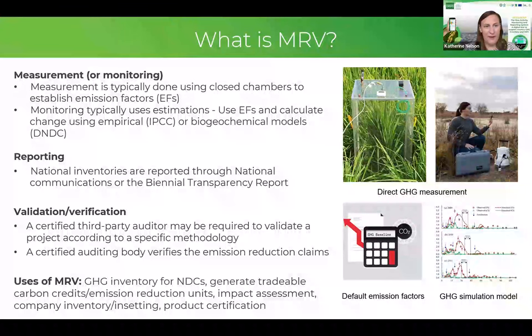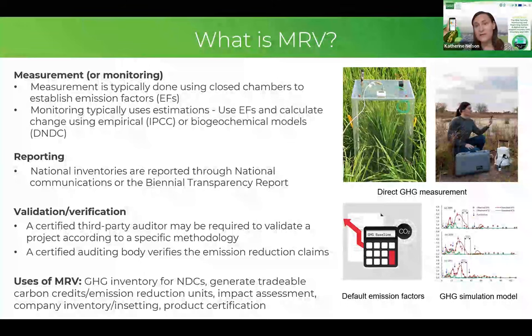So just to give a little bit of background on what the M, the R, and the V mean, the M generally means measurement, or it can also mean monitoring. The measurements themselves are typically done using closed chamber greenhouse gas boxes to establish emission factors, which are the emissions for different practices and different areas. So you may need to establish multiple emission factors for regions that have different types of soil or different types of farm management practices.